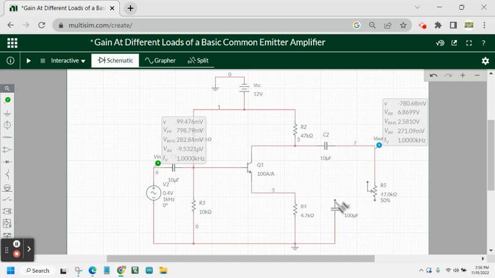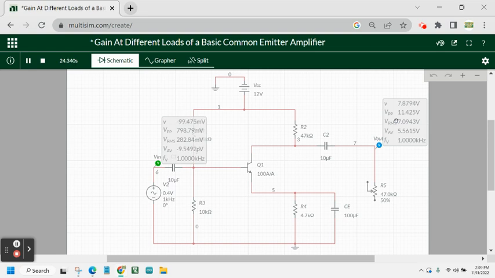And this is considering that the capacitor in the emitter is not yet connected. Now let's try to connect the capacitor across the resistor which is connected to the emitter, or the RE or R4, parallel to the capacitor CE, and let's see what the effect is. So when we connected the capacitor CE across R4, which is connected to the emitter of the transistor, the peak to peak output voltage becomes 11.425 volts.